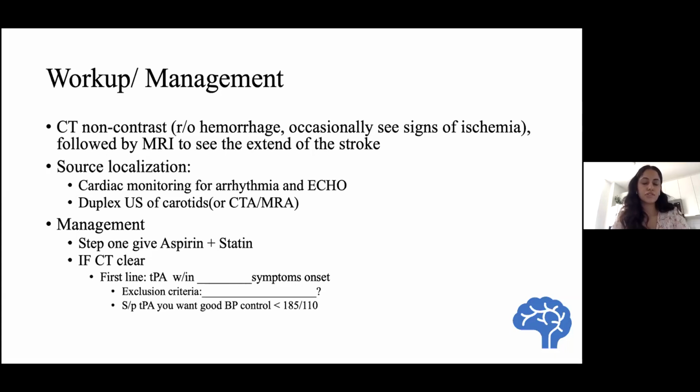Management-wise, one of the first things you do whenever you're suspecting someone has stroke, give them aspirin, give them statin, and that's also the long-term management for the patient. But once you know that there is no hemorrhage on CT, you start TPA. Do you guys remember what's the window for TPA? Within what time interval is TPA actually effective?